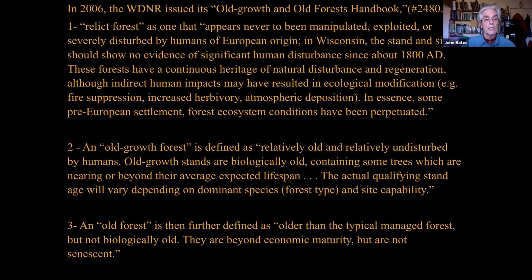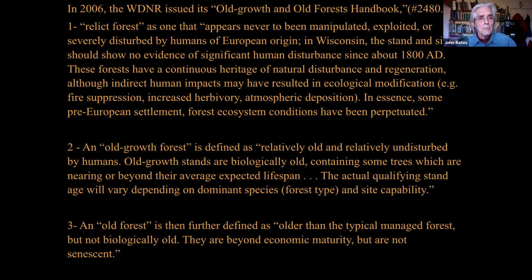Basically, pre-European settlement quality. Number two is an old growth forest, defined as relatively old and relatively undisturbed. These trees are biologically old, containing some trees which are nearing or beyond their average expected lifespan. And you can read the rest. Then the third category is an old forest, defined as older than a typically managed forest, meaning not biologically old, but beyond the economic maturity age at which they are commonly cut. So they're not senescent. I don't like that word senescent, by the way. It needs to be taken out of the handbook, because trees, when they get old, are not necessarily senescent by any means.